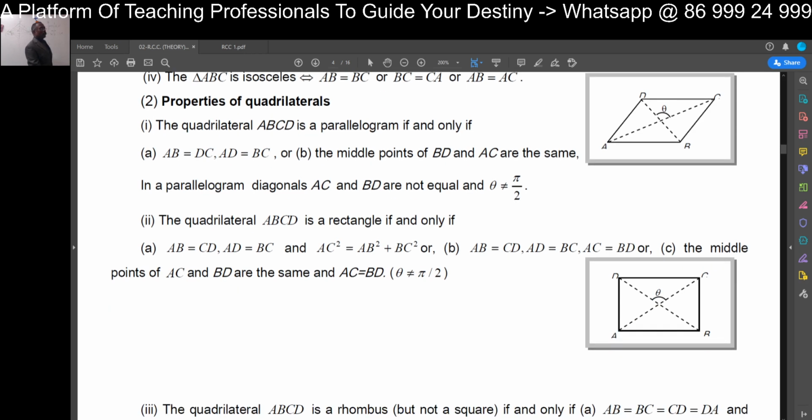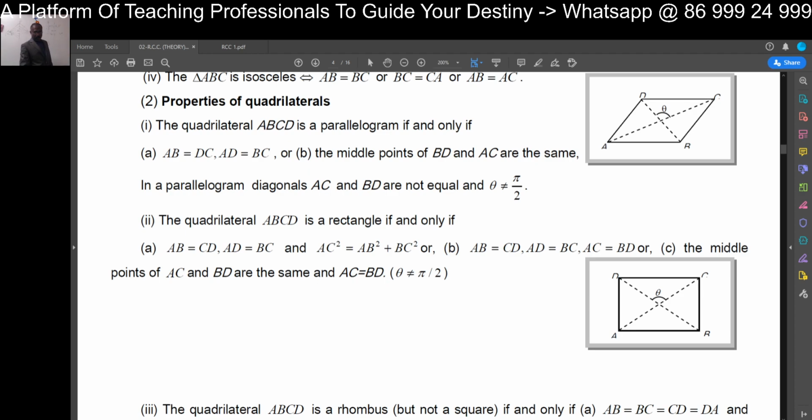Properties of quadrilaterals. Number one is the parallelogram. To prove a parallelogram, the opposite sides must be equal. The opposite sides must be equal, and whether it is a parallelogram, rectangle, rhombus, or square, for all of them the diagonals bisect each other.